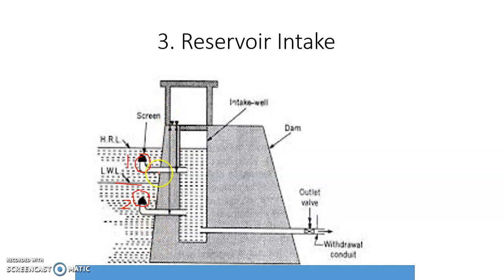Similarly, these two intake structures have two different valves. One valve is provided for the low water level, and the second valve is for the intake of the high water level. What is the function of these valves? These valves regulate the discharge coming from the water supply intakes. What discharge we want, how much quantity of water we want, can be regulated by means of these valves.